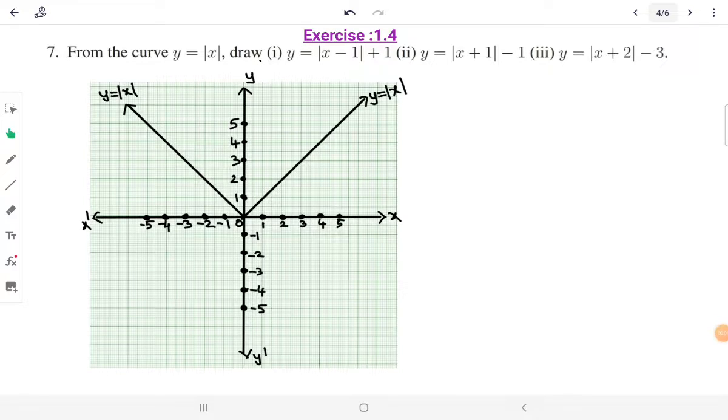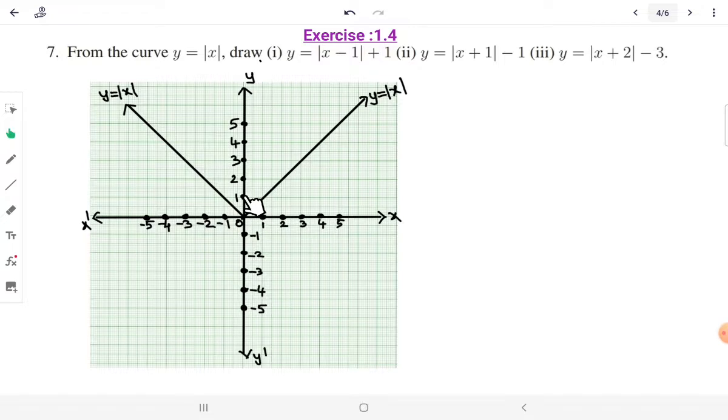Students, in this video, we are going to see exercise 1.4, question number 7. From the curve y is equal to mod x. So, y is equal to modulus of x means what? Y can have both plus x values as well as minus x values, but y values remain constant. For example, if y is 0, x is also 0.